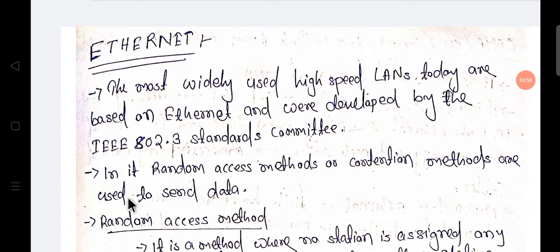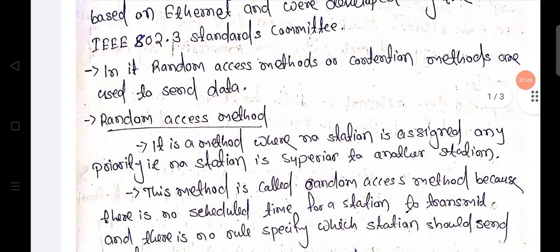In Ethernet, the random access method, or contention method, is used to send data. By this method the data will be sent. Now, what is the random access method?